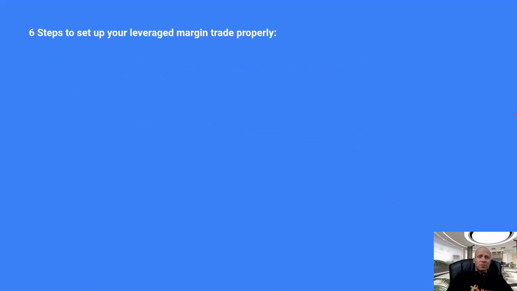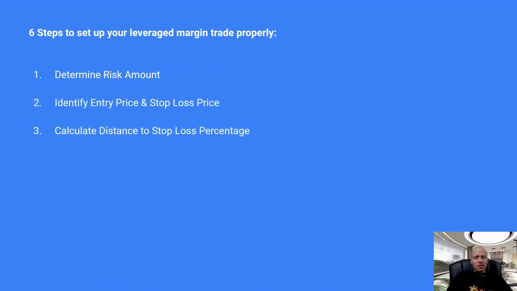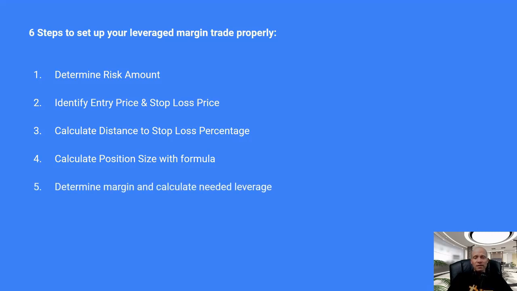So there are 6 steps to set up your leveraged margin trade properly. First, you determine the risk amount, then identify the entry price and stop loss price, you calculate the distance to stop loss percentage, you calculate the position size with the formula, you determine margin and you calculate the needed leverage, and then you execute an order. Let's look at all these individual steps in more detail.